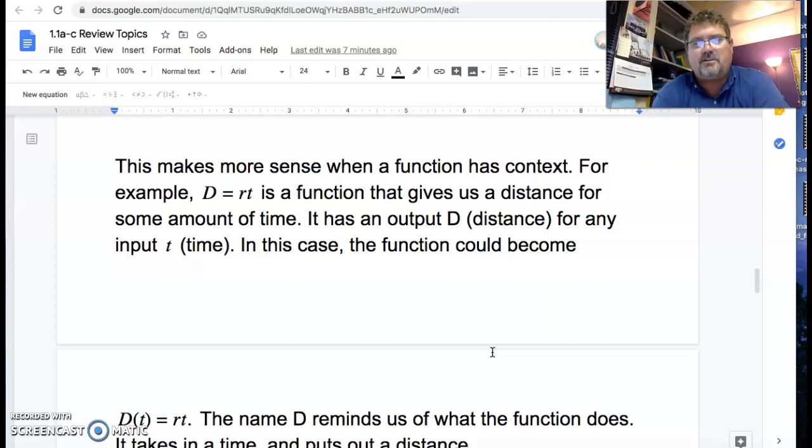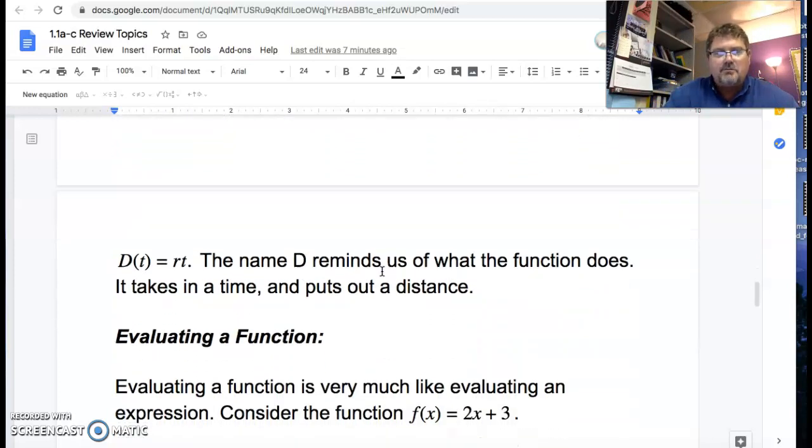In this case, the function could become, now notice here they're not using function notation, but down here I do, d of t. This reads d is a function of t. Yes, distance is a function of time. The name d reminds us of what the function does. That's why they named it d.